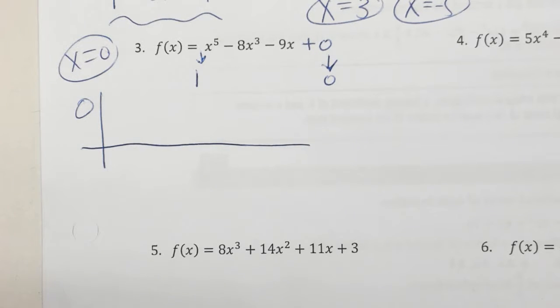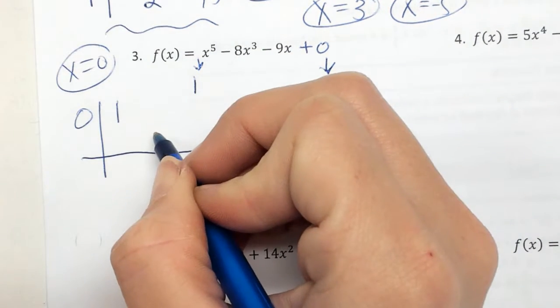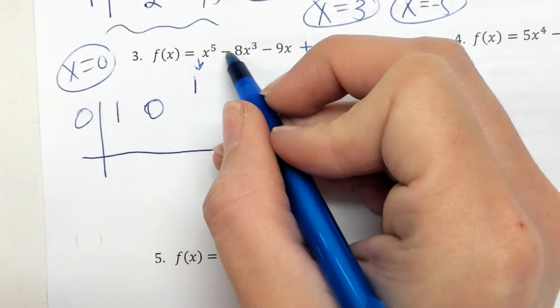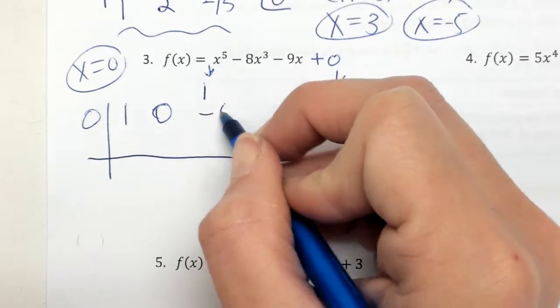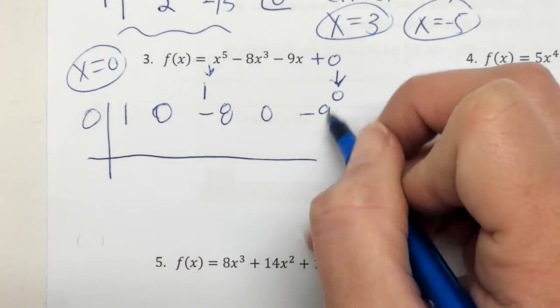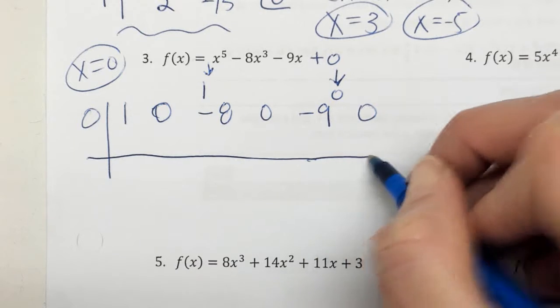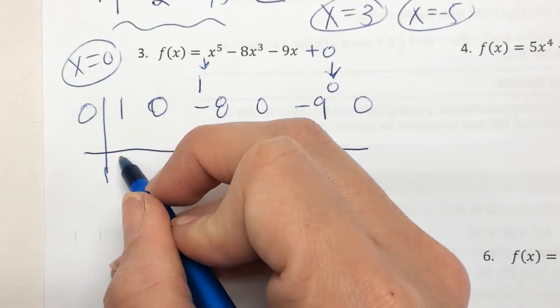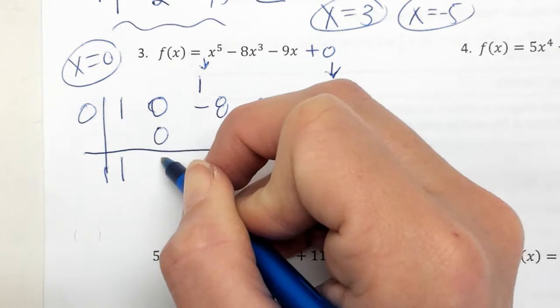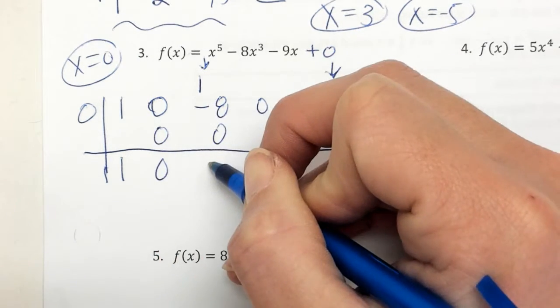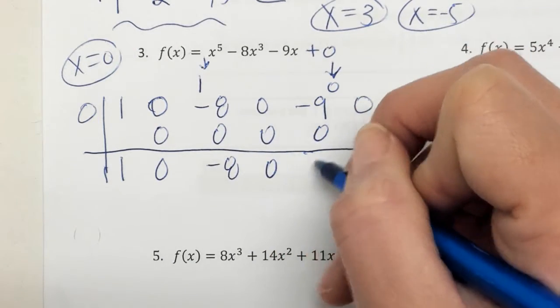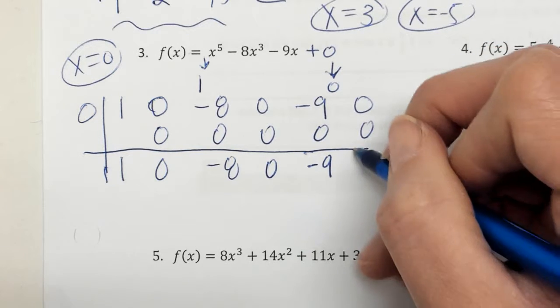Alright, what are my coefficients that go up here? Good. Why do we have to put a 0? We skip x to the 4th. Go ahead. And 0. So I understand where we got the zeros from. Alright. What goes here? 1. Here? Here. Here? Here. Here? Here. 0. Good.